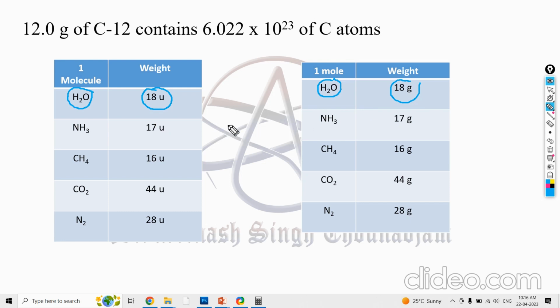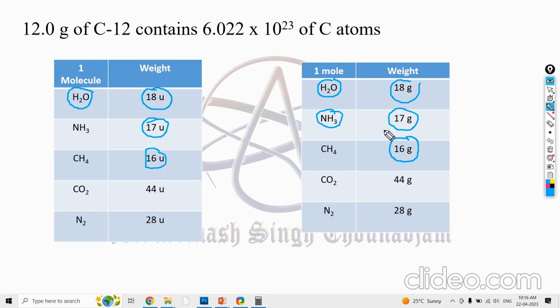One molecule of ammonia weighs 17 U, so 1 mole of ammonia is 17 grams. One molecule of methane is 16 U, but 1 mole of methane is 16 grams.